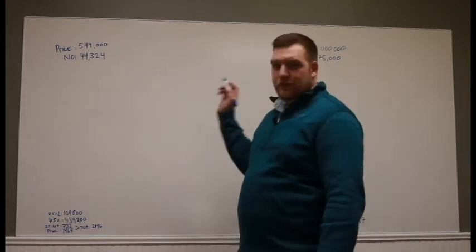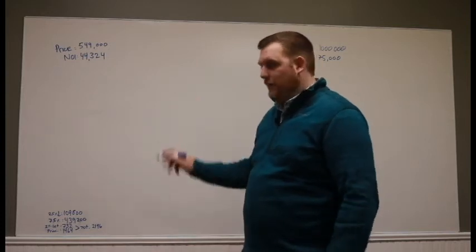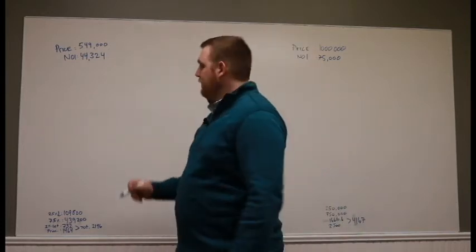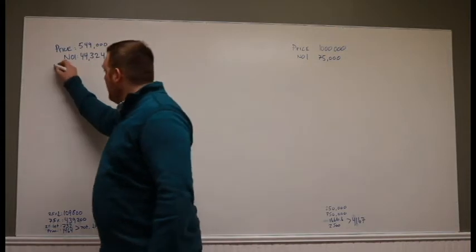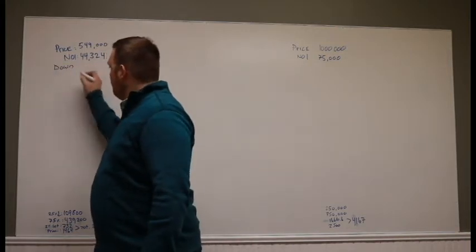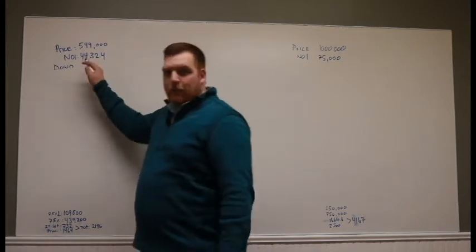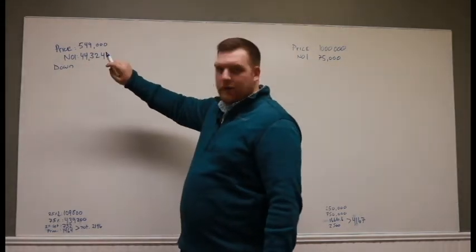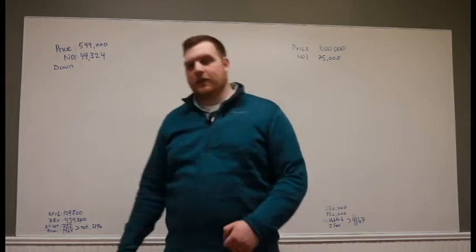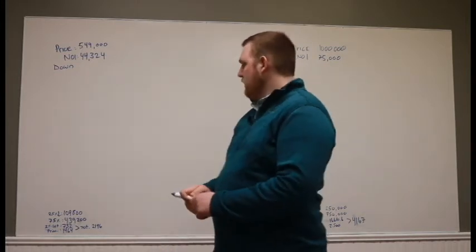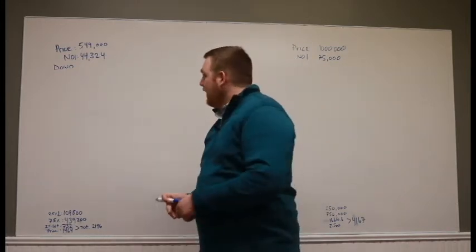As you can see, don't need a whole lot to do this. All you would really need is the amount of your down payment, that's how much cash you're putting into the deal, your net operating income, and the price that you want to pay for the property, the price that they're asking for. Sometimes they're the same thing.